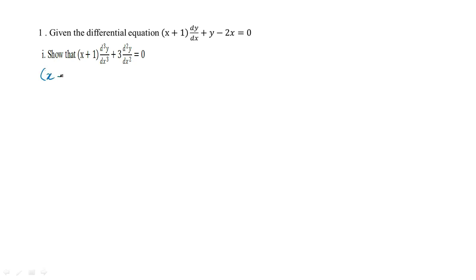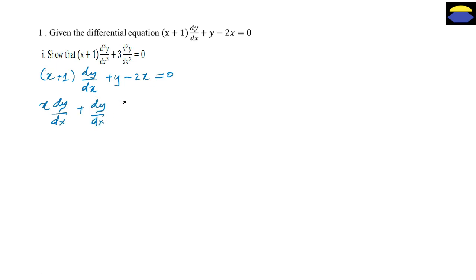So they said that (x plus 1) dy/dx plus y minus 2x is equal to 0. So this is what we have been given. So I'm going to expand this, so this is going to give me x dy/dx plus dy/dx plus y minus 2x is equal to 0.